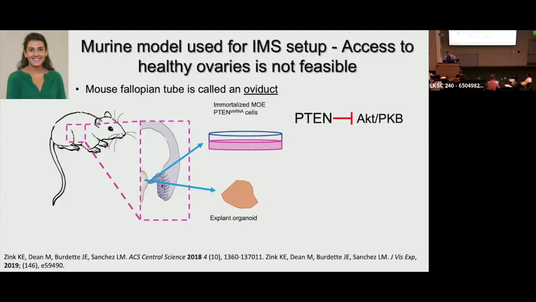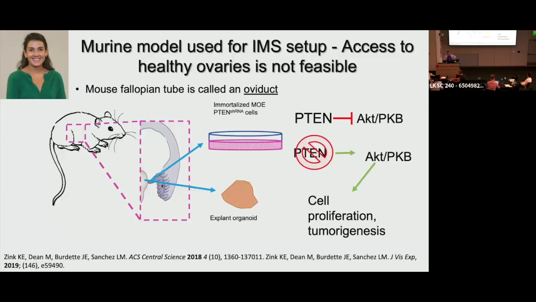And in her system, we know that P10 normally regulates AKT. So if you get rid of P10 by having these shRNA cells, you get runaway AKT, which leads to cell proliferation and tumorigenesis. So we know that if you put this cell line into mice, they will get ovarian cancer. So it's a tumor-prone cell line. So again, we want to try to study what happens before you get a tumor and the chemical communication there.